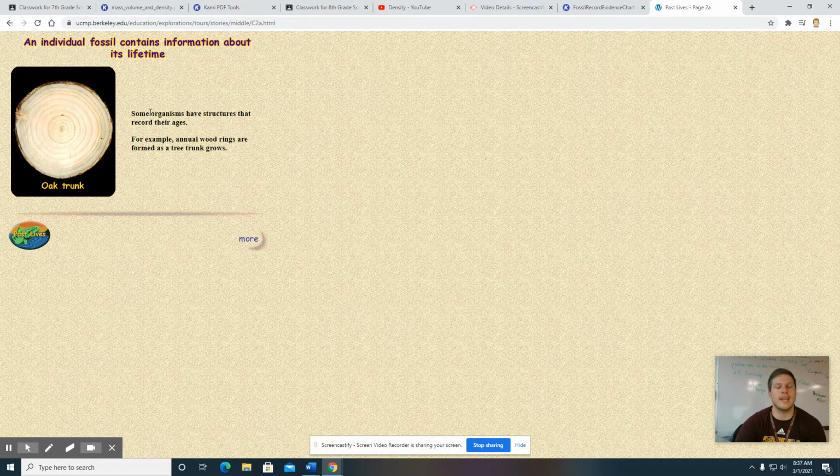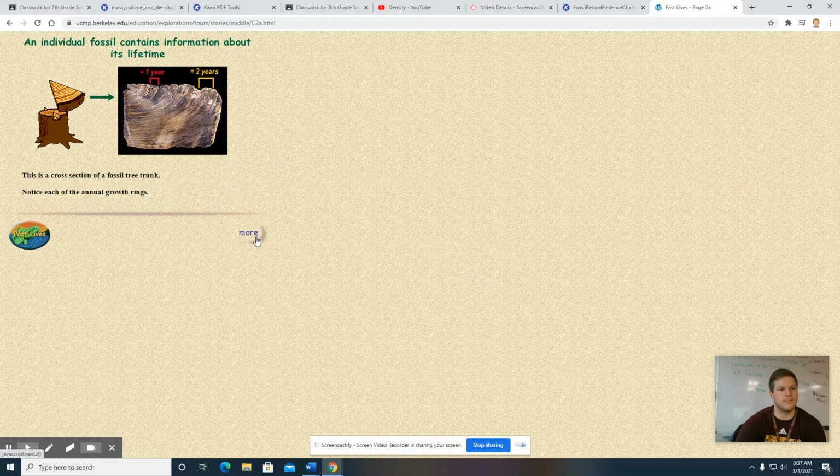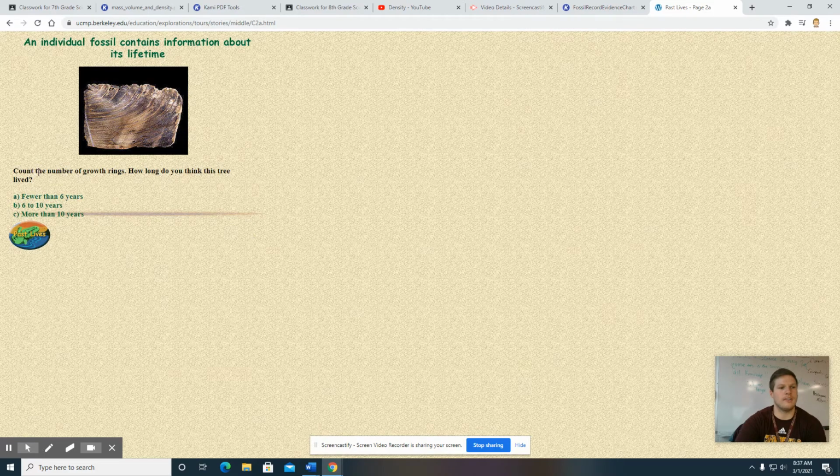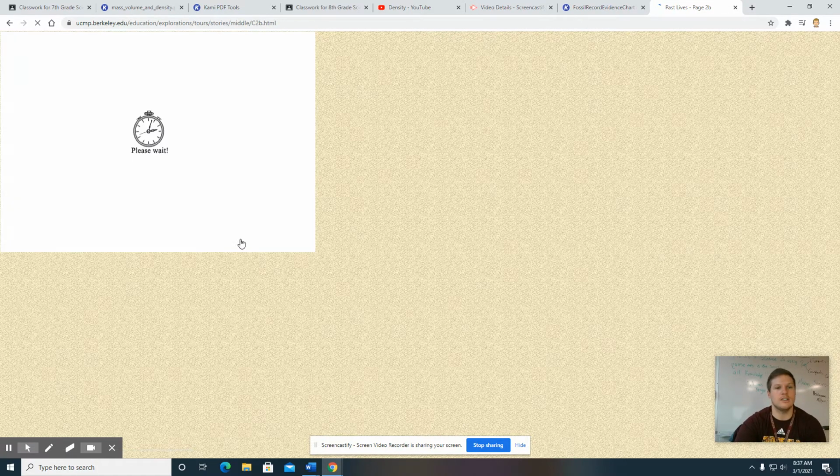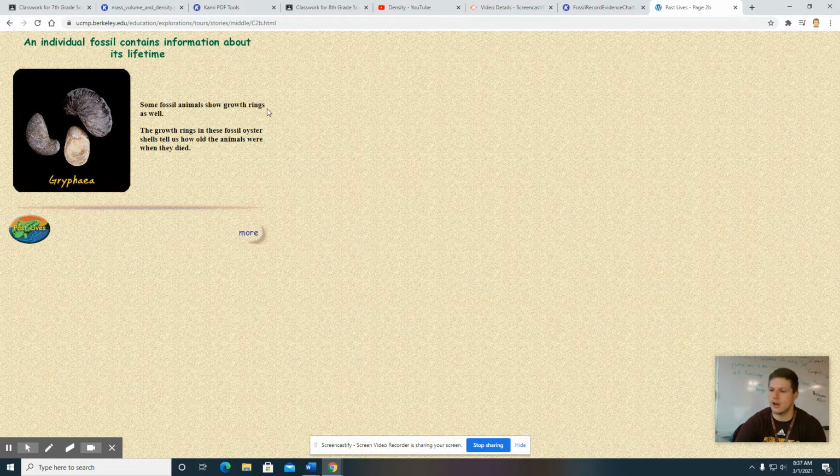The first one is those rings that they had spoken about for number 1. Okay, if you look here, the more rings it has tells us how long this tree lived. So count the number of growth rings. How long do you think this individual lived? Let's go with that. Yep. So it was about 14 years old. If you look through that, it'll tell you. There are these little questions that go along with it to make sure you're comprehending. So this is the one where I said I'd be helping you all.